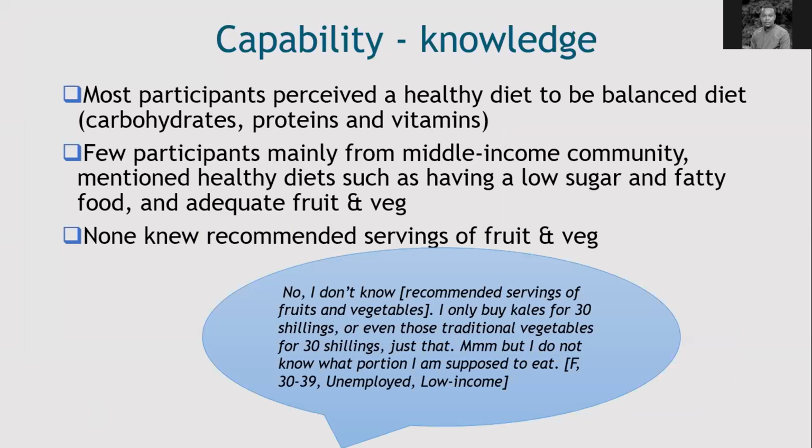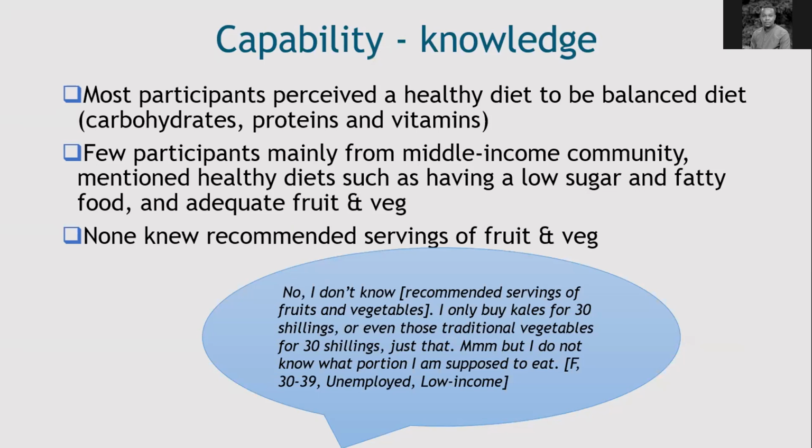So the first finding or first theme was on capability, and capability is mainly on knowledge and skills at the individual level. So most of the participants perceived a healthy diet to be a balanced diet, which may not always be the case. So a diet with carbohydrates, proteins, and vitamins. Few participants, mainly from the middle income community, mentioned healthy diets having low sugar and fat and having adequate fruit and veg, but none of them from both communities knew the recommended servings of fruit and veg.